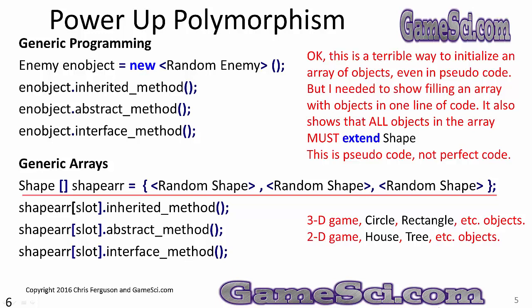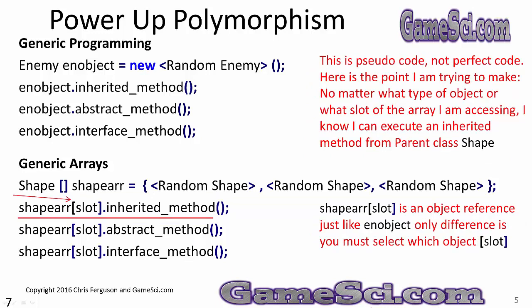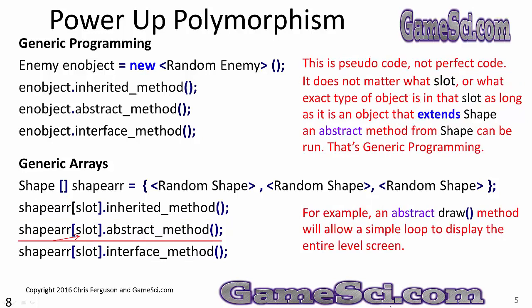What we're going to do is just fill this array with objects. Once it's filled with objects, what can we do with objects from each slot of the array? Well, we can say shape array with the subscript slot is an object reference just like enObject. The only difference is you must select which slot. You're going to have to put the slot number in there when you access an array object. Again, this is pseudocode, not perfect code.